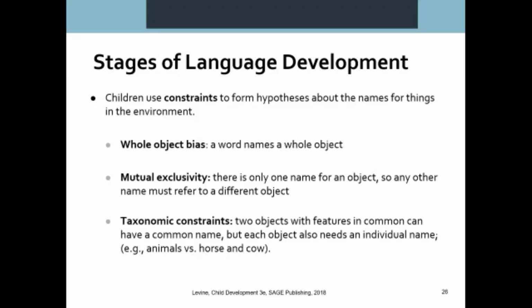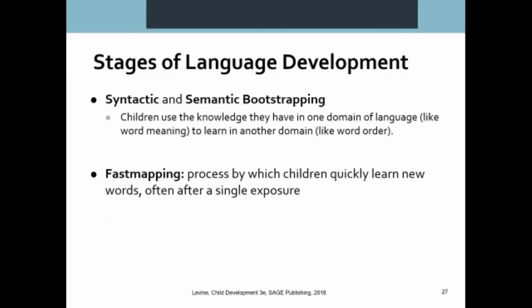There's also taxonomic constraints. I'm not really going to talk about this one. It's just that things can have more than one name. So something can be a horse, but also an animal. Something can be a cow and also an animal. And at some point, they start to learn this. Read more about it in the book.